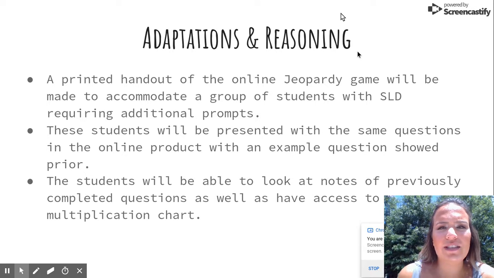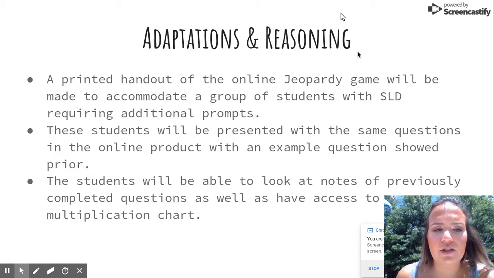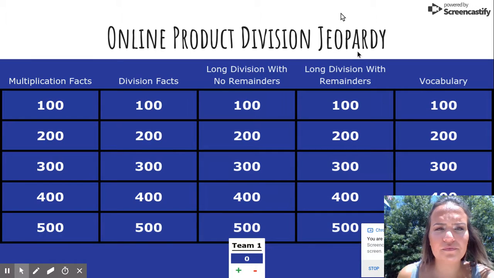Some adaptations and reasoning were I printed out the online Jeopardy game rather than just having the students look at it on my Promethean board. The students were presented with the same questions, but examples were shown before. And then students were also allowed to look at notes as well as having access to a multiplication chart. All right, let's take a look at my online product.